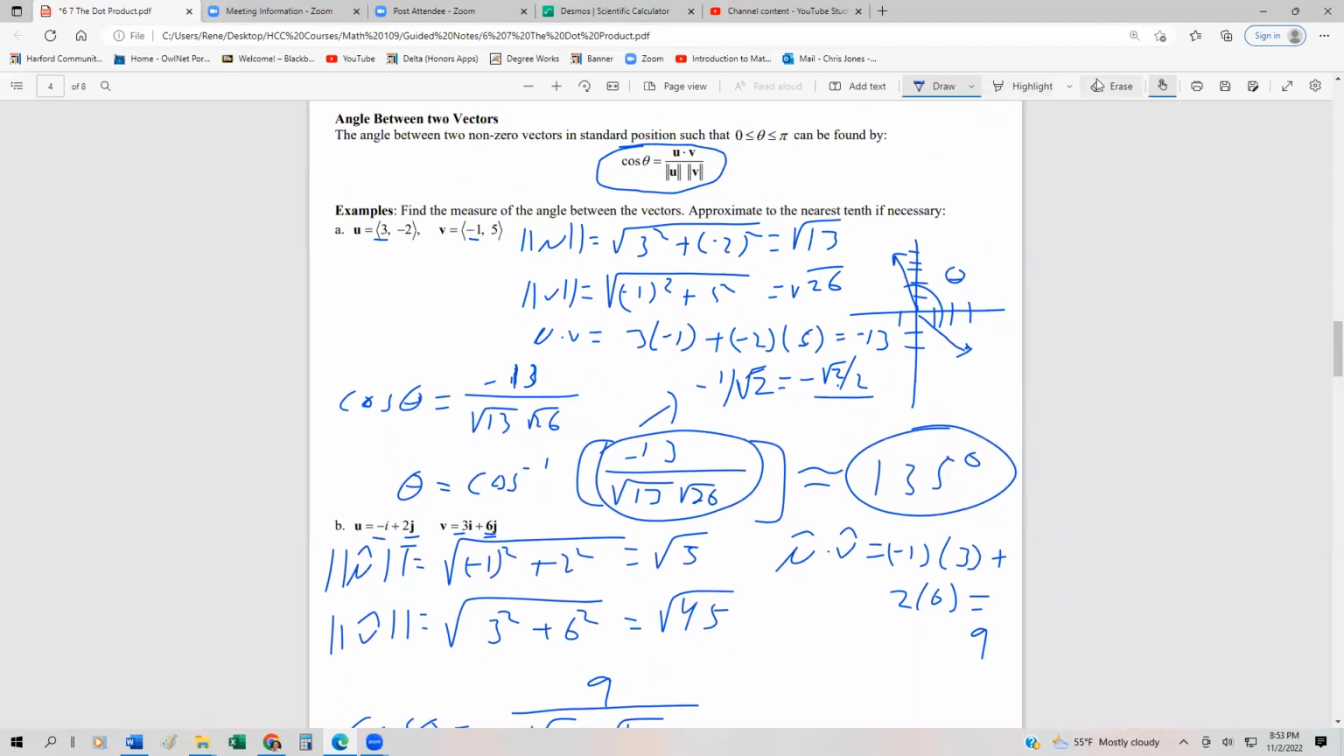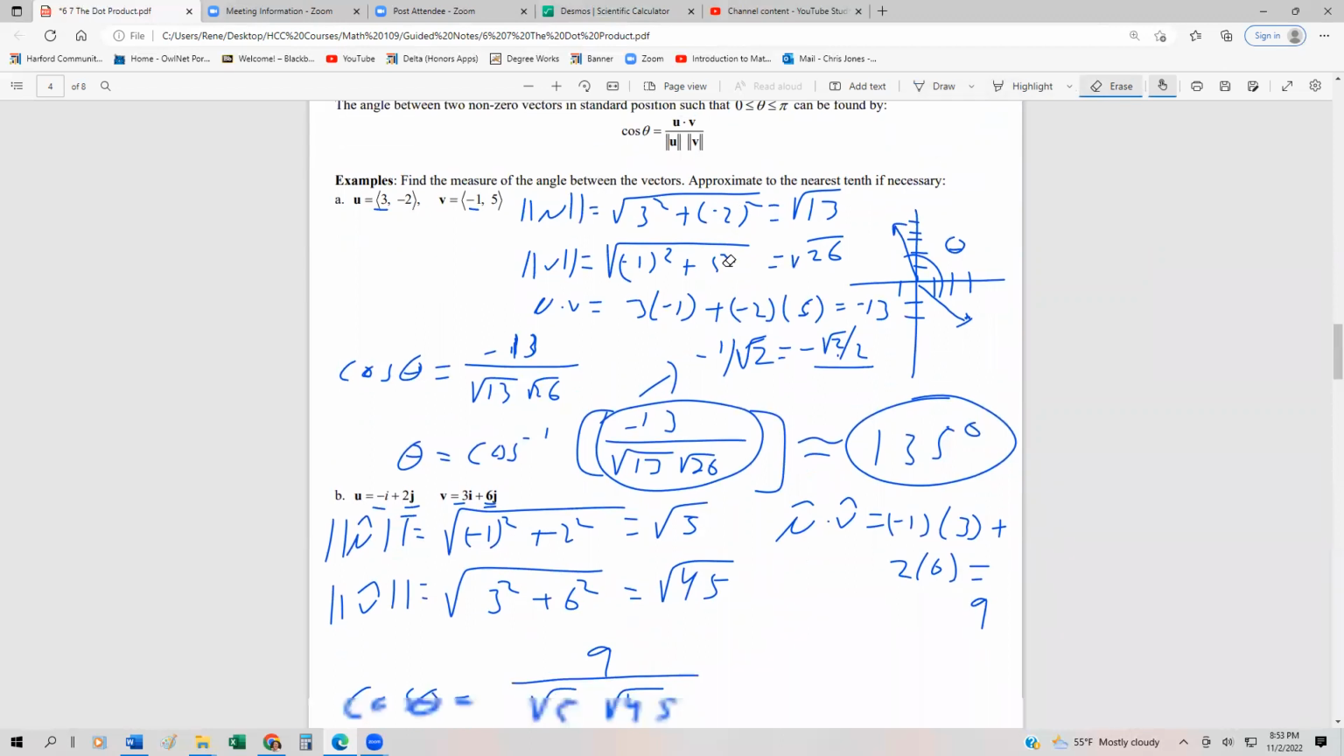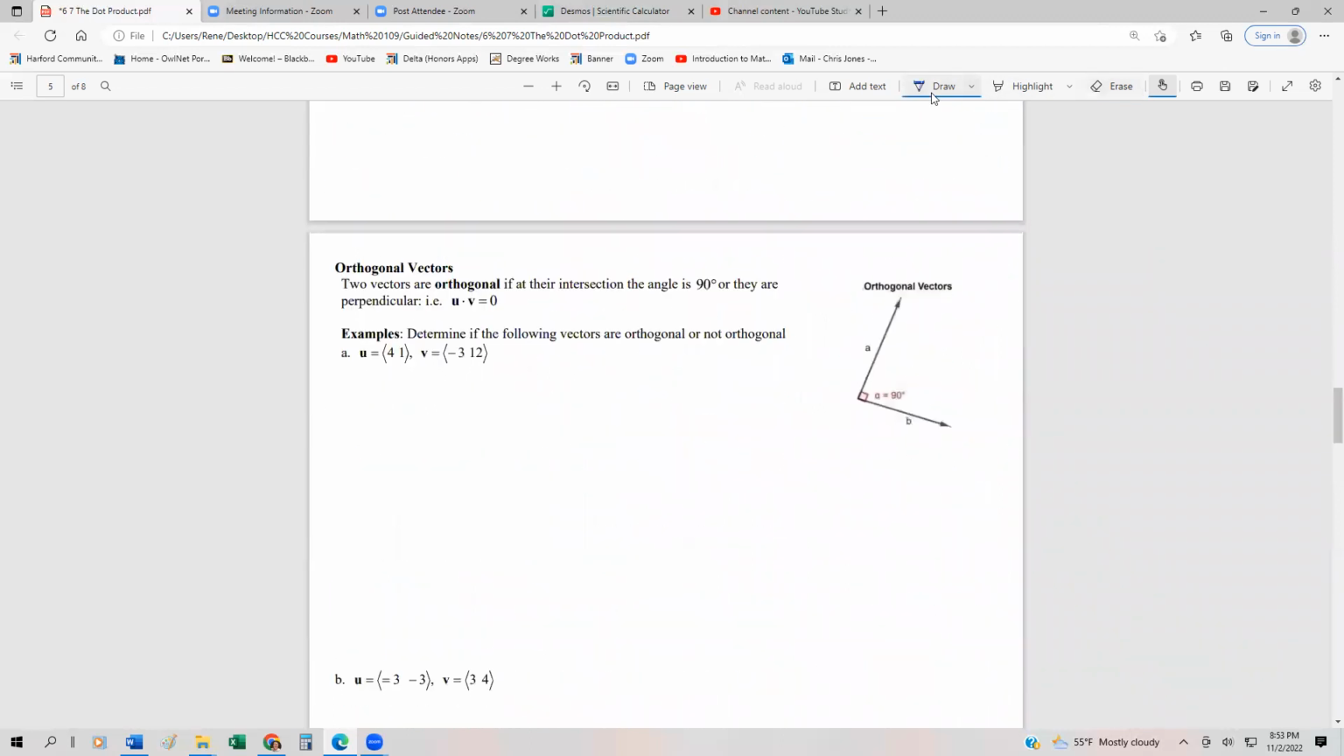We just use this formula and we're good to go. Now, orthogonal vectors, this is even easier than what we just looked at. Two vectors are orthogonal if, when they intersect, they form a 90-degree angle. One way to determine if two vectors are orthogonal is just by taking the dot product, and if the dot product is 0, they are orthogonal.